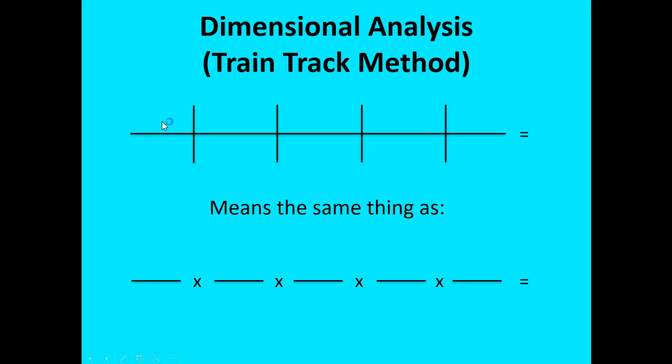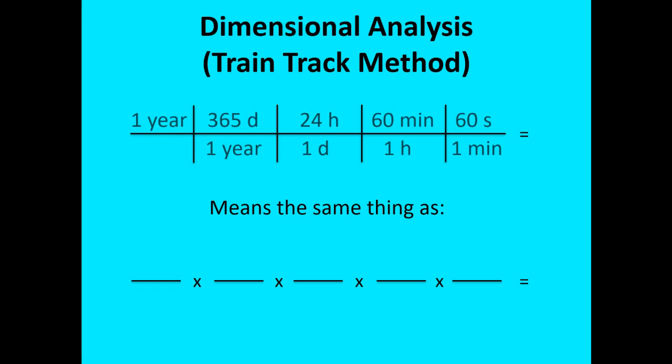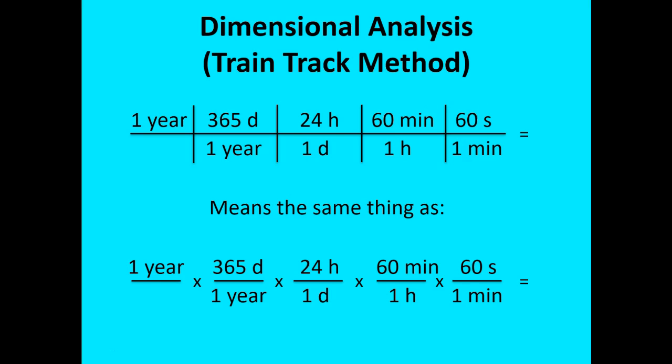Suppose you were given the question, how many seconds are there in 1 year? And so I would set it up on the train tracks like this. I'm using a series of conversion factors and I'm setting them up so that they cancel each other out. Number of days in a year so that years cancel out, number of hours in a day so that days cancel out, number of minutes in an hour so that hours cancel out, number of seconds in a minute so that minutes cancel out. And although I don't give the answer to this problem here, it's about 32 million seconds in 1 year.